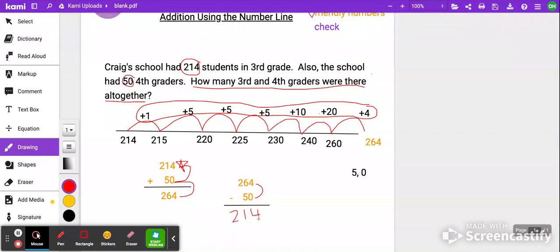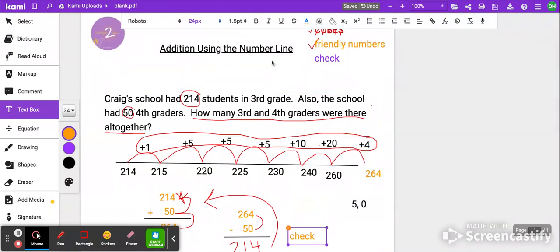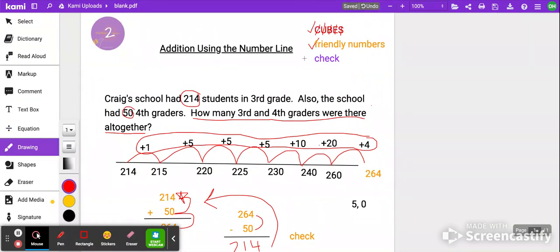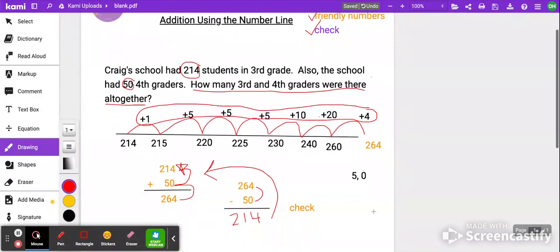And ding, ding, ding. That is our answer. Woohoo! So that means that we did our check. We can go back up here and we can go ahead and check off the word check. So there you have it. That is how you do addition using the number line.